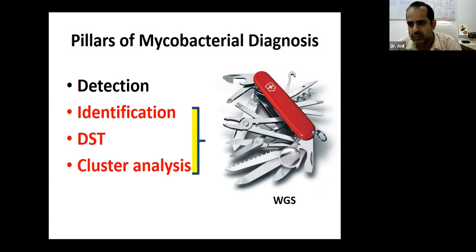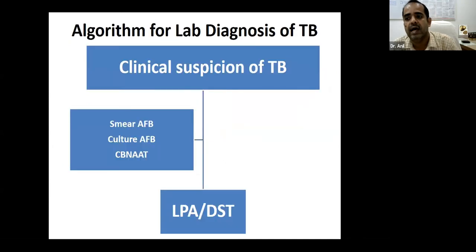So if you look at whole genome sequencing, it manages to do identification, DST, and cluster analysis in a single assay. It takes 14 days if you give them a culture or a sample. It depends on the lab whether they process the sample or the culture isolate. So whole genome sequencing is like a Swiss Army knife, which can be used very well in diagnosing and treating, identification and treating, and also identifying outbreaks in case of tuberculosis. So we'll be discussing as we proceed.